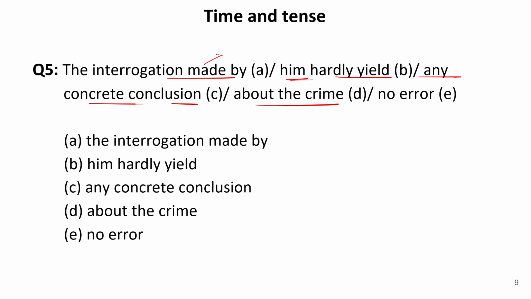Now, "made by" represents that this sentence is of past tense. "Him hardly yield." Now, two things are there. If the sentence is in past, this has to be in past, that is "yielded." So it should be "yielded" and not "yield."